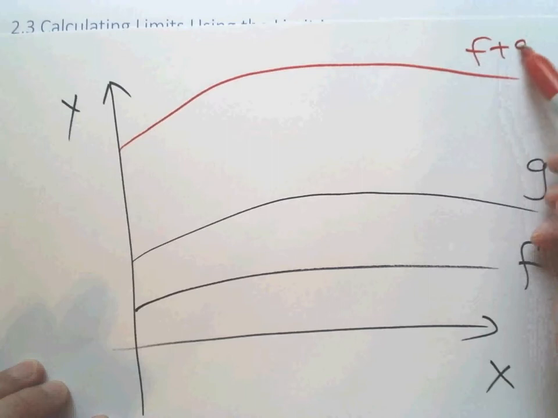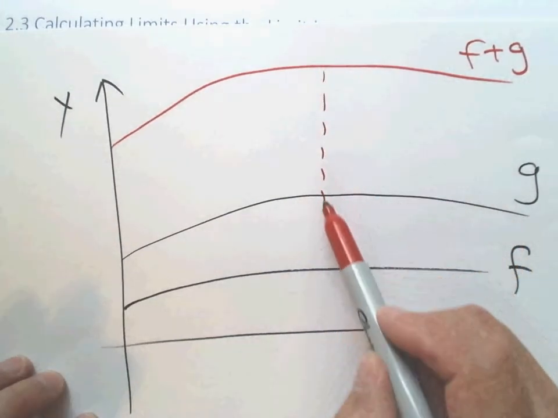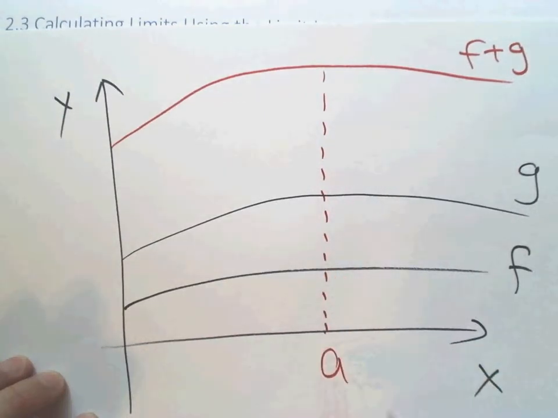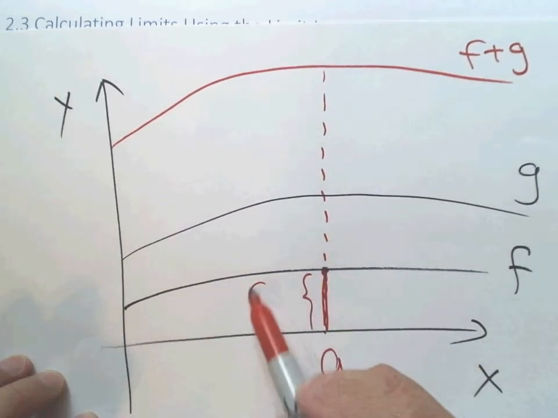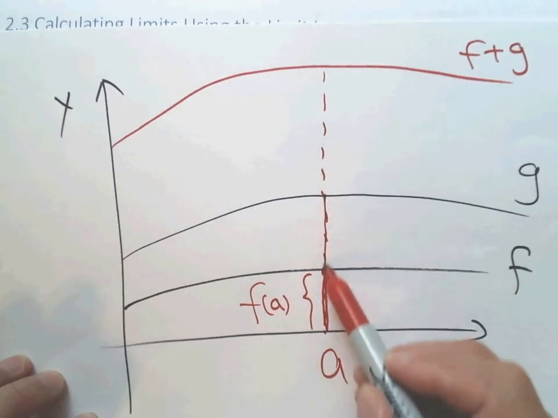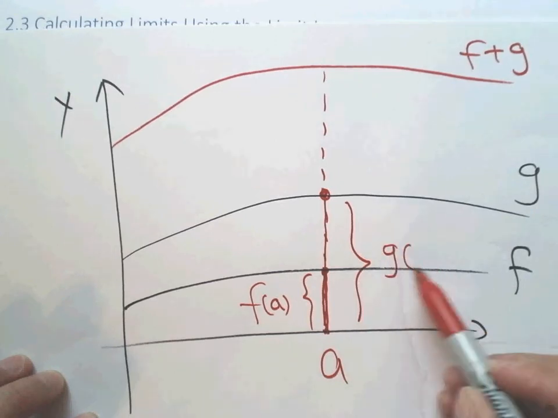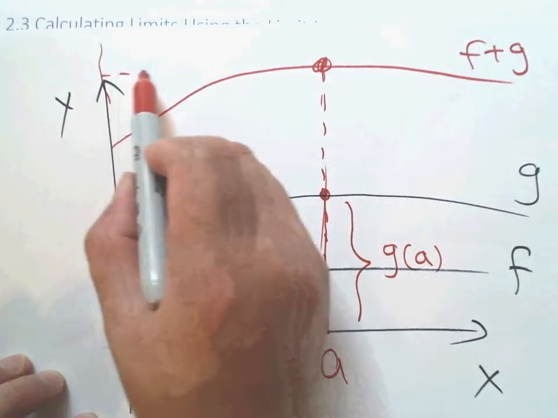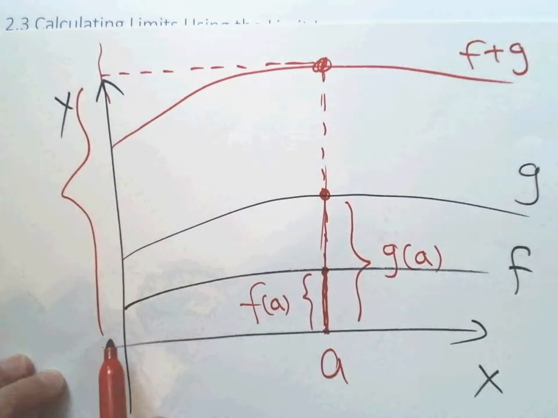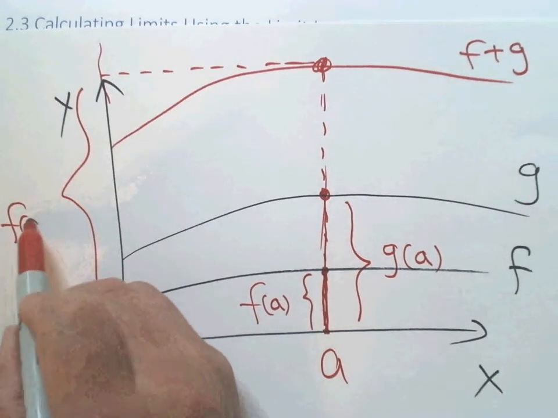And then we look at one point. If this x coordinate is a, look at how high this point is. This is f(a). How high is this, from this point to the bottom? It is g(a). So the total height should be the sum. That's the definition. So this is f(a) plus g(a).